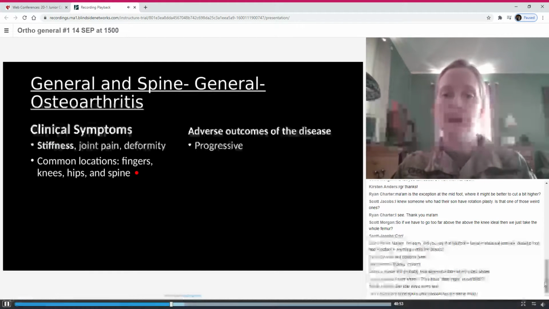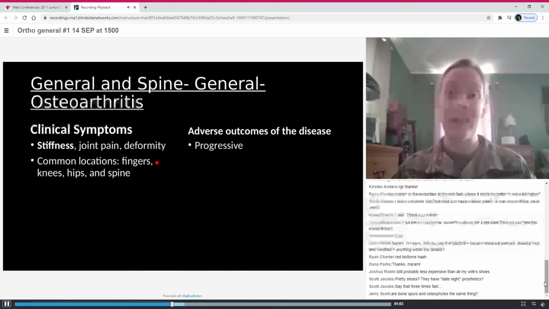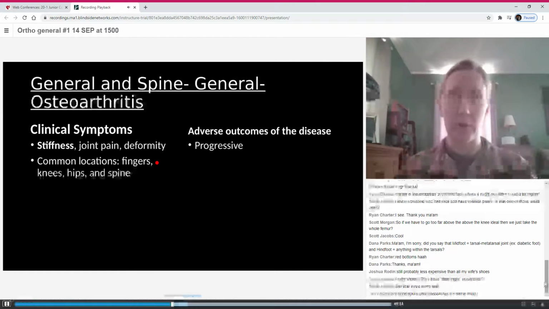Common locations for osteoarthritis are going to be any location that we use regularly. The weight-bearing hips, knees, and spine are pretty common. And especially for people who have a lot of dexterity in their job, they will get hand arthritis as well. So those are some pretty common places that we'll see osteoarthritis.